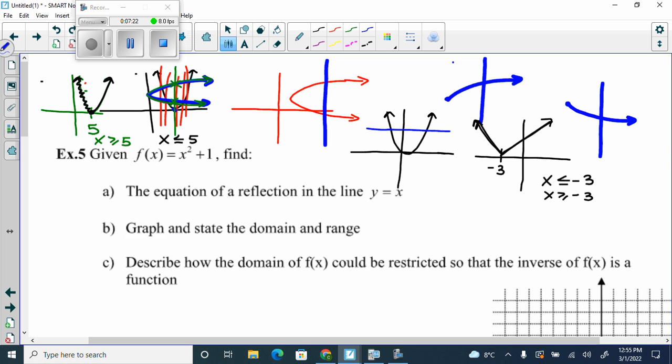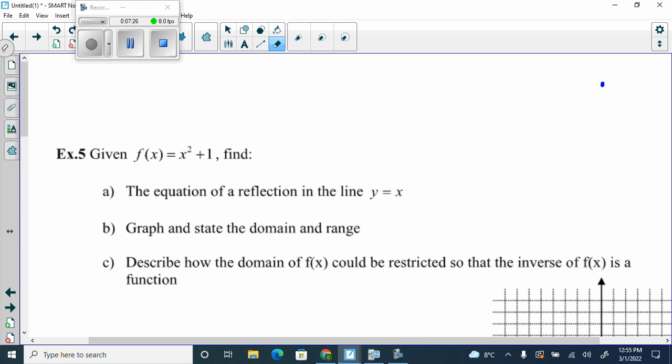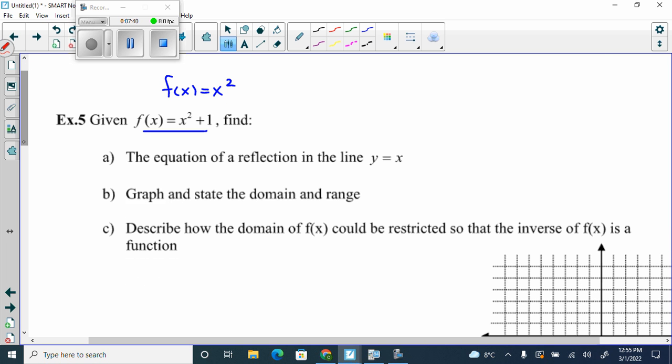Okay. So we're going to look at this whole question. So here it says, given f of x equals x squared plus 1. What are the transformations on this? If I drew the original graph of f of x equals x squared, what's happened to my graph? We're on example 5. What's happened to my graph? I have a plus 1 at the back. What transformation is that? Vertical translation up 1, right?